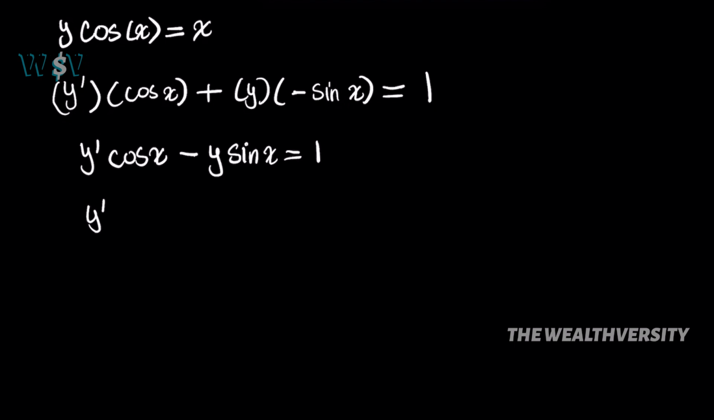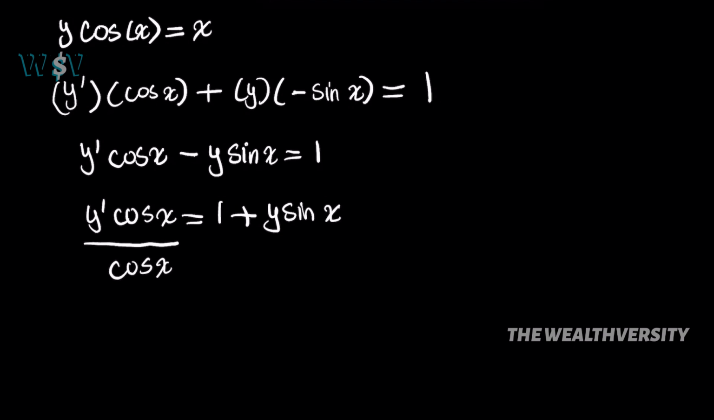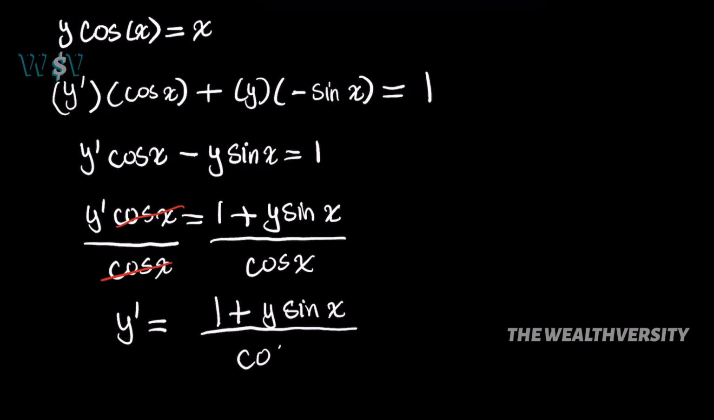Now we move y times sine x to the other side to get y prime times cosine x is equal to 1 plus y times sine x. To isolate for y prime, divide both sides by cosine x, and we get that y prime is equal to 1 plus y times sine x, divided by cosine x.